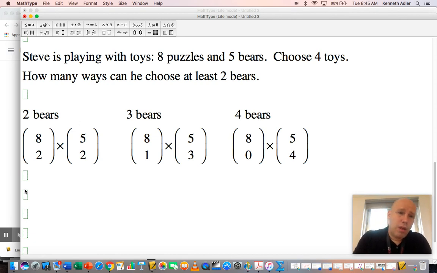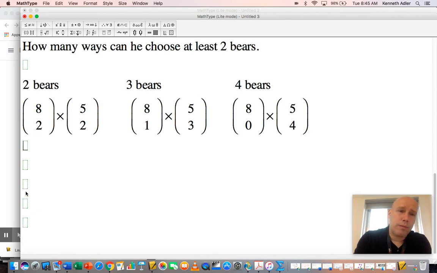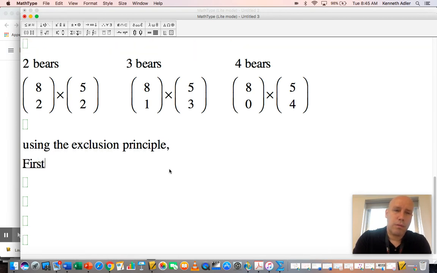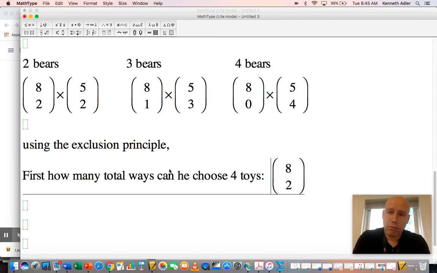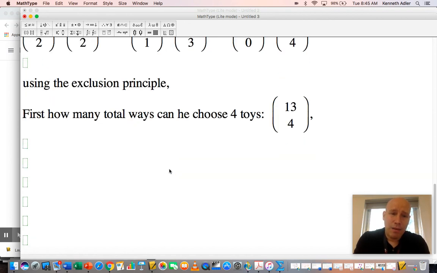Or what the book says is the other way, using the exclusion principle. First, how many total ways can he choose 4 toys? Well, we know the answer to that, right? We know it's 13 choose 4. And then subtract 0 bears and 1 bear.